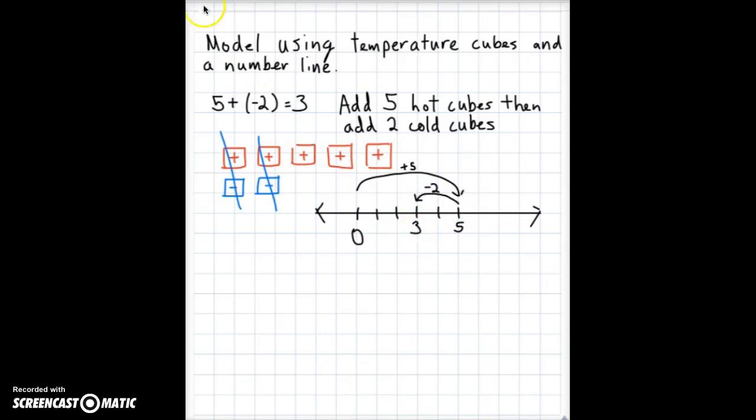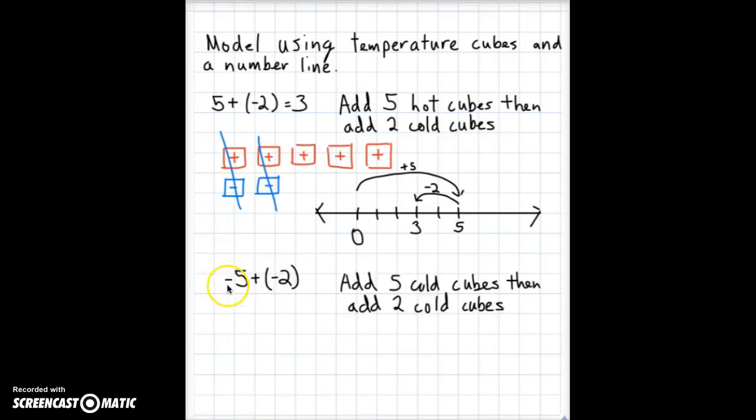Let's try another one. This time, we have negative 5 plus negative 2. Think for a moment. What situation in temperature cubes does this describe? This situation can be interpreted as add 5 cold cubes, then add 2 cold cubes.